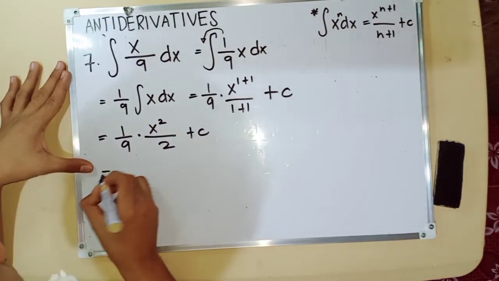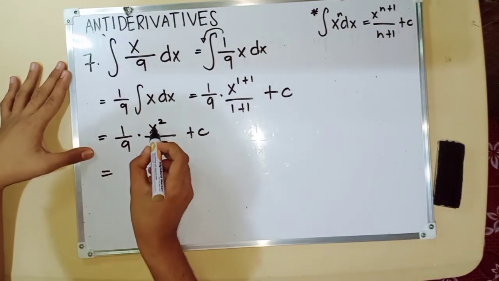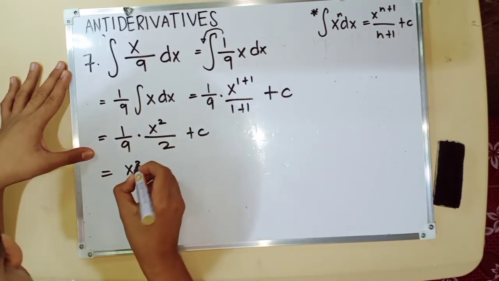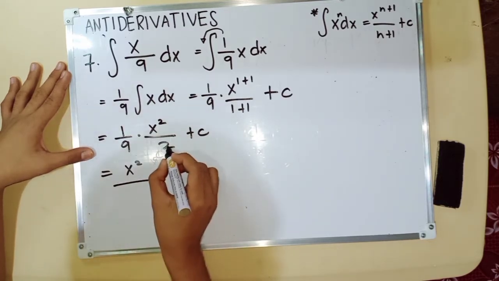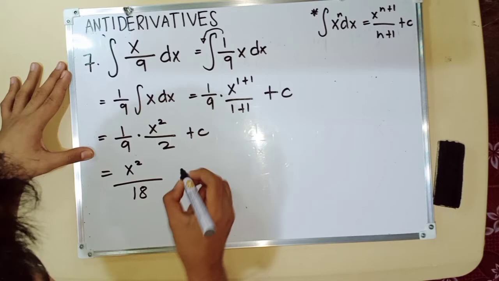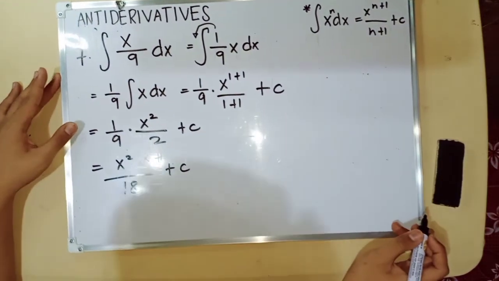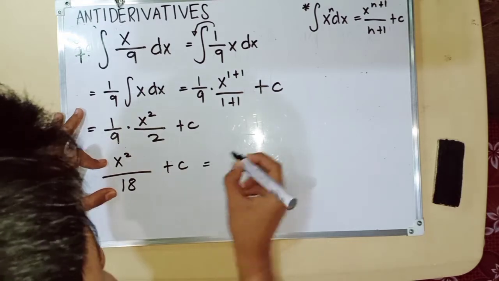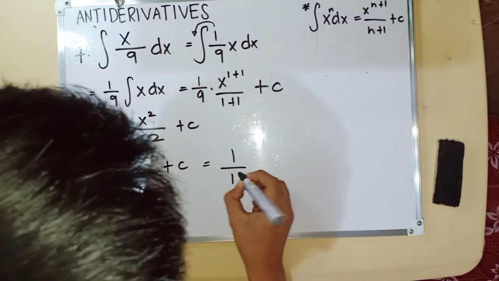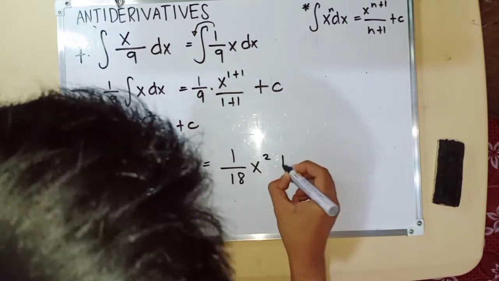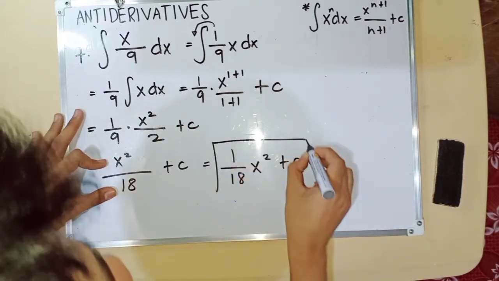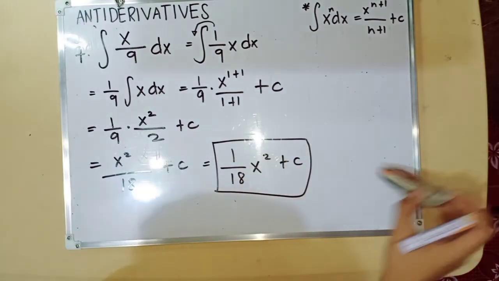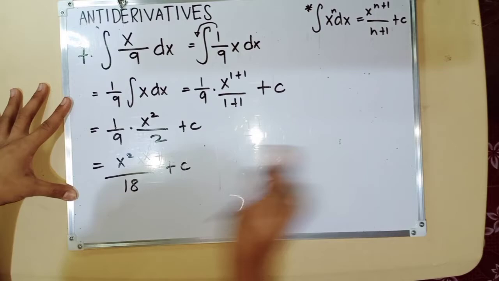Isimplify lang natin. 1 times x squared is equal to x squared over 9 times 2 is equal to 18 plus c. Then, pwede pa natin ilabas itong 1 over 18. So, magiging 1 over 18 x raised to 2 plus c. So, ito na po ang ating final answer. So, let us proceed to another example.